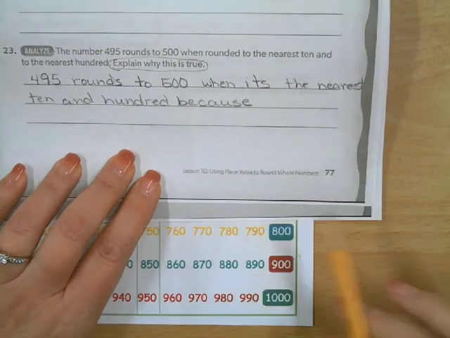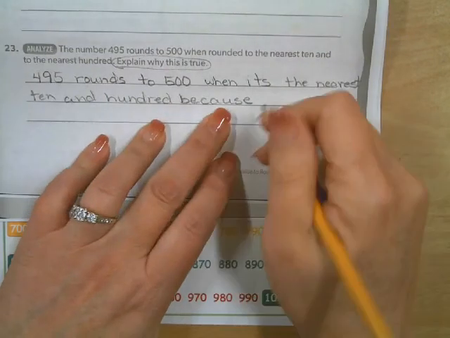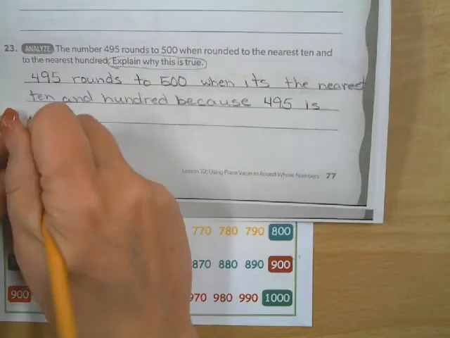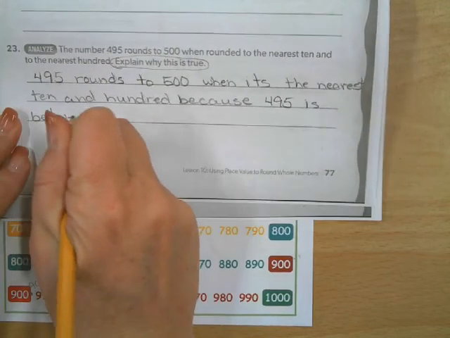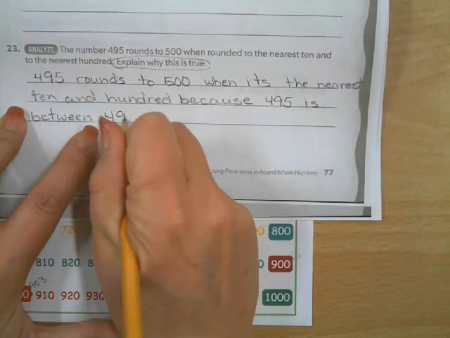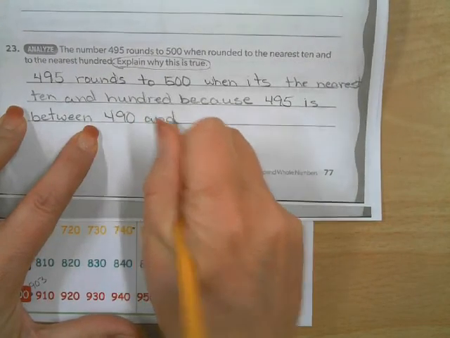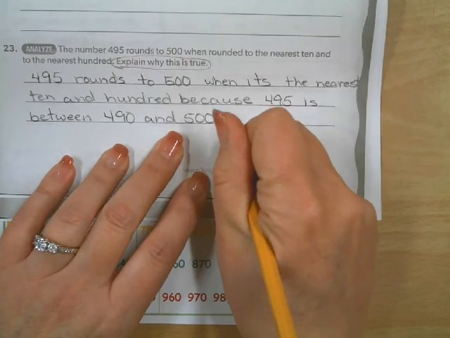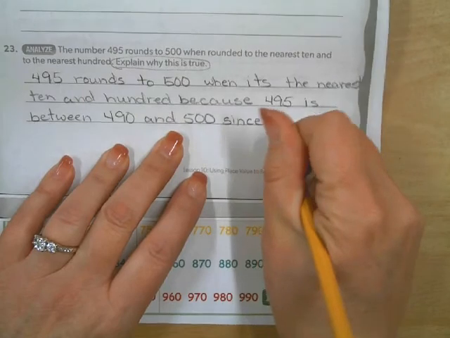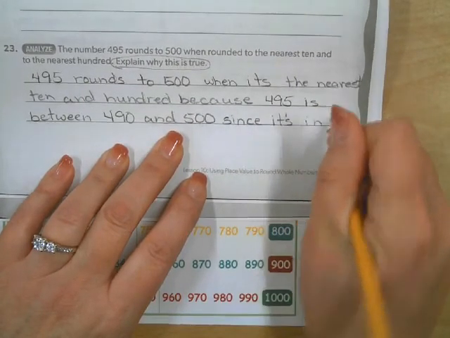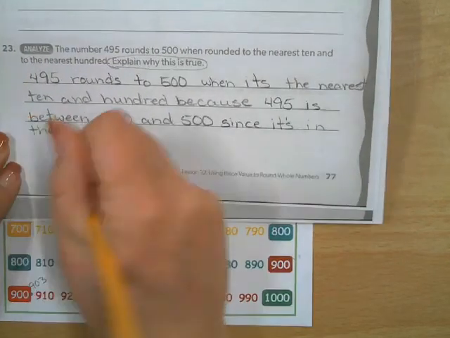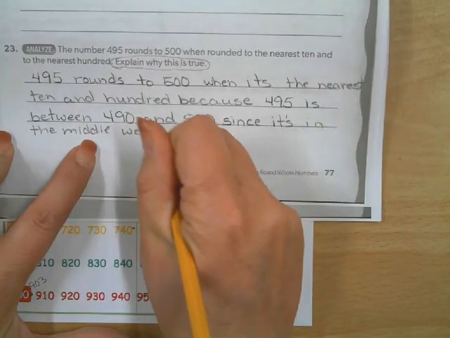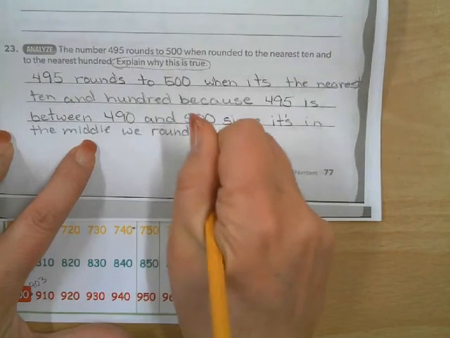So, going back to our answer statement, 495 rounds to 500 when it's the nearest 10 and nearest 100, because 495 is between 490 and 500, and since it's in the middle, we round to 500.